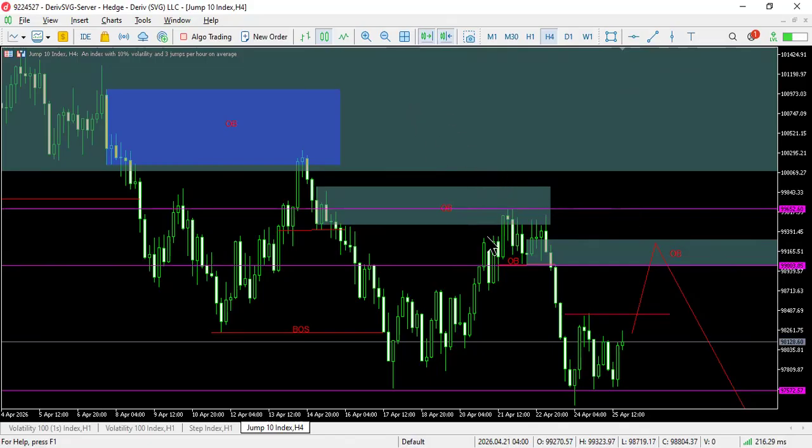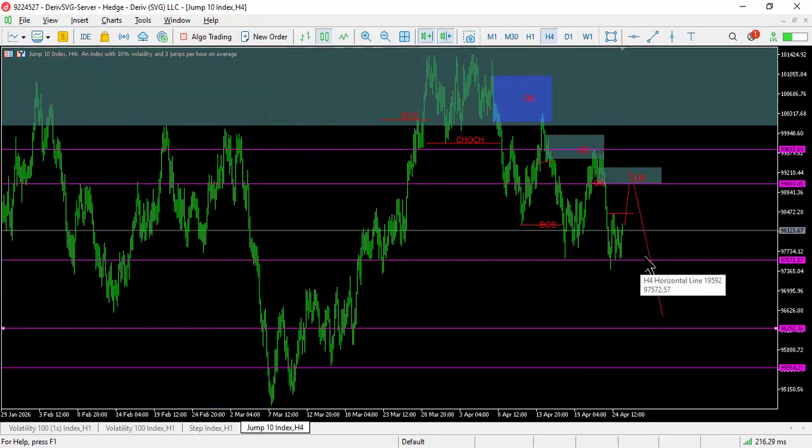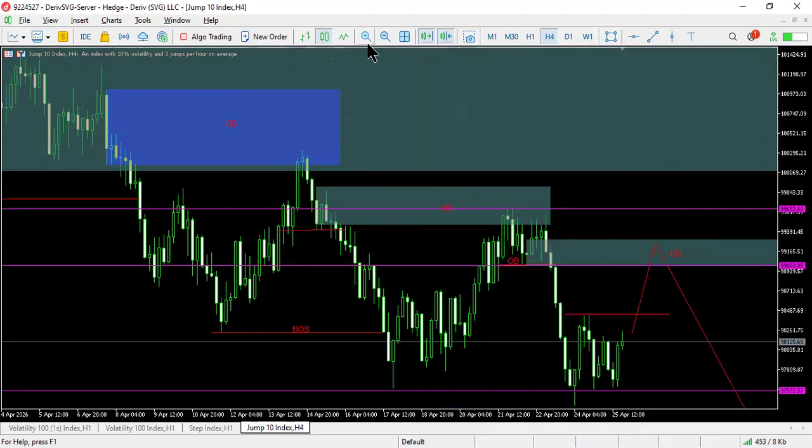Now the coordinates: go ahead and place a sell limit on jump 10 index with your entry price at 9900, stop loss at 9965.60, with your take profits: your first take profit at this first swing low at 9757.57, second take profit at 9629.36, and your third take profit at 9554.21, and always apply proper risk management.